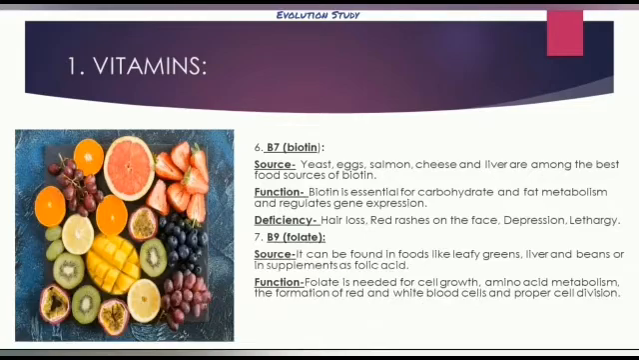B9, folate. Source: it can be found in foods like leafy greens, liver, and beans, or in supplements as folic acid. Function: folate is needed for cell growth, amino acid metabolism, the formation of red and white blood cells, and proper cell division. Deficiency: tiredness, weakness, heart palpitation.